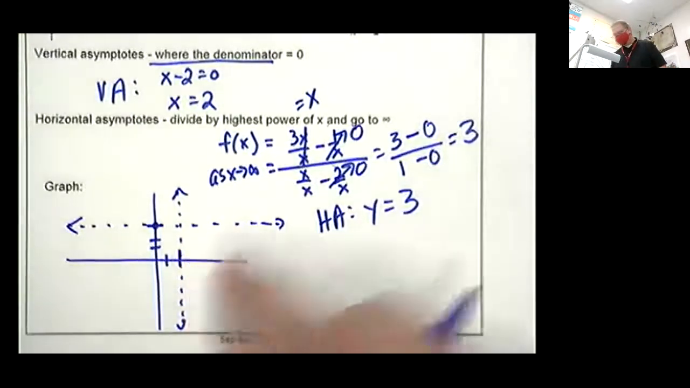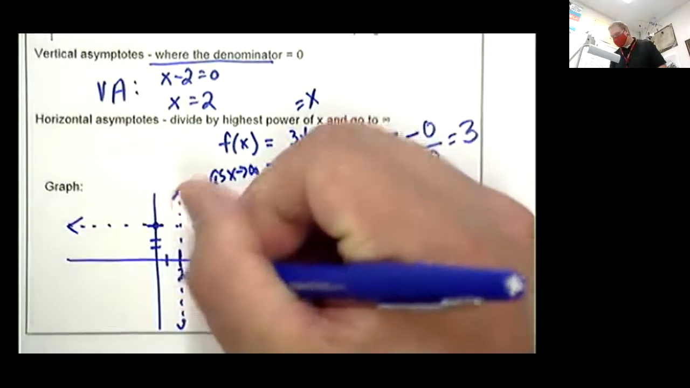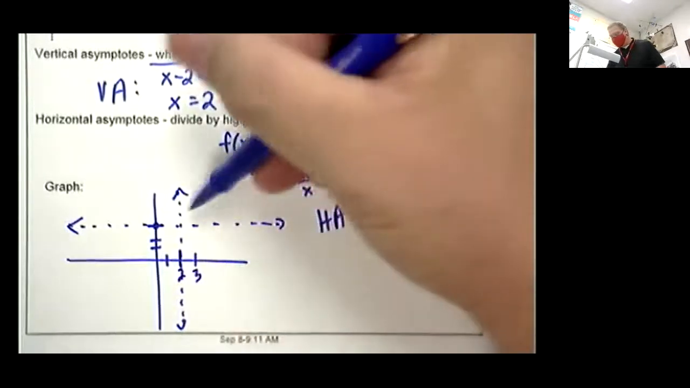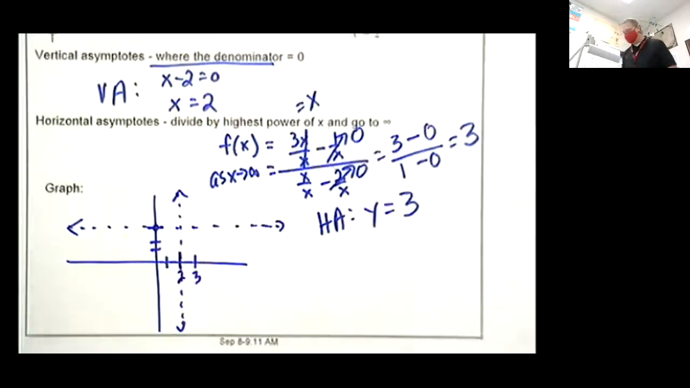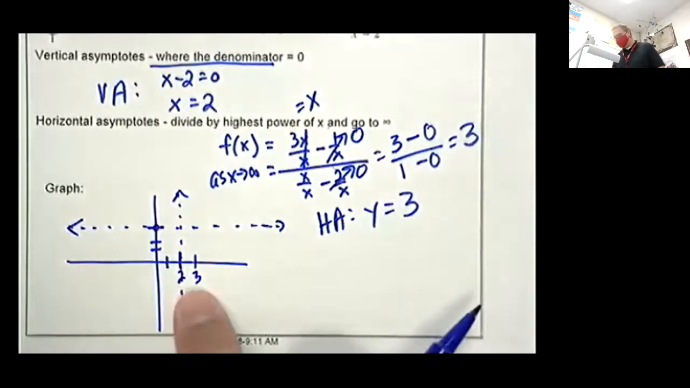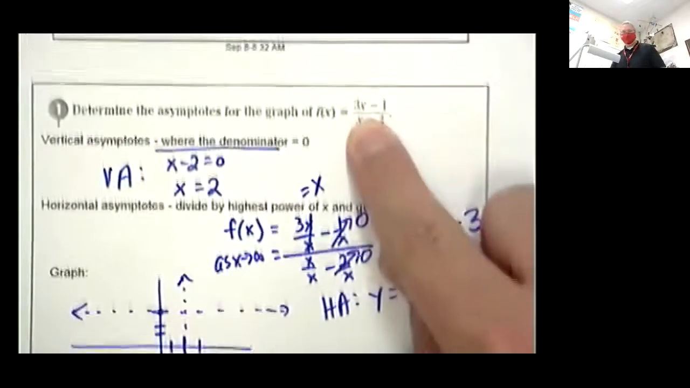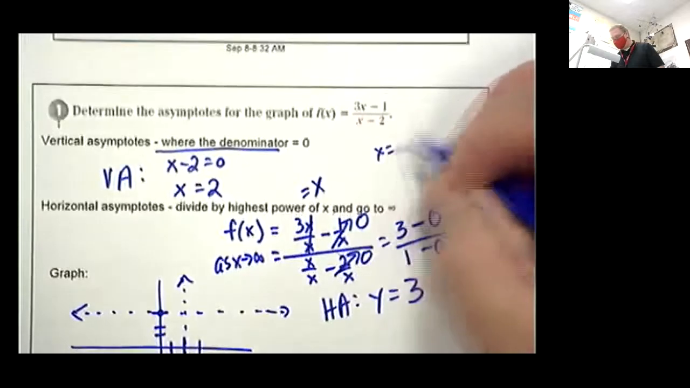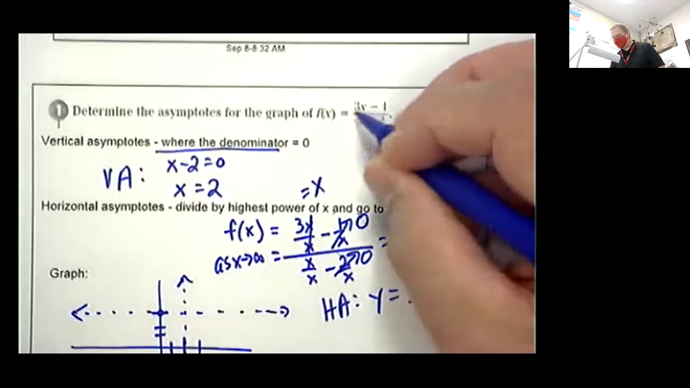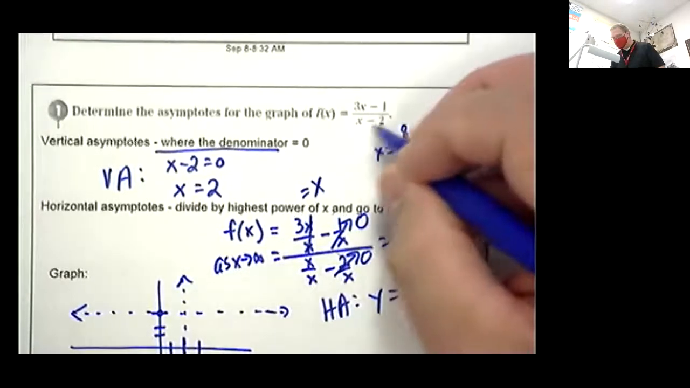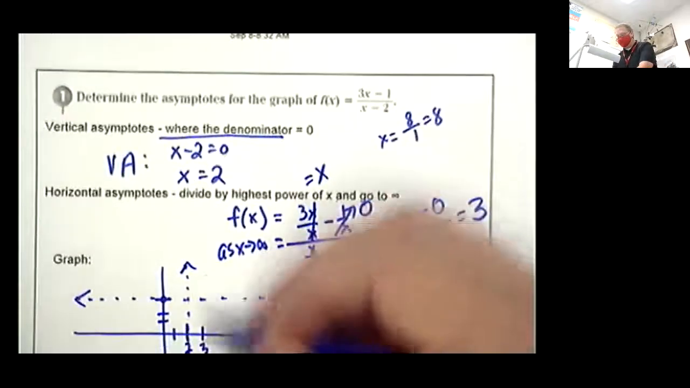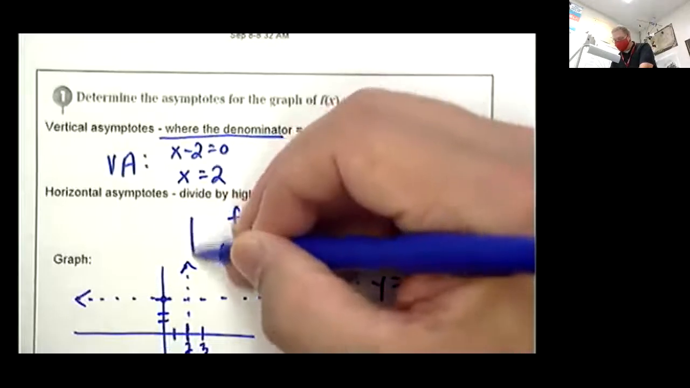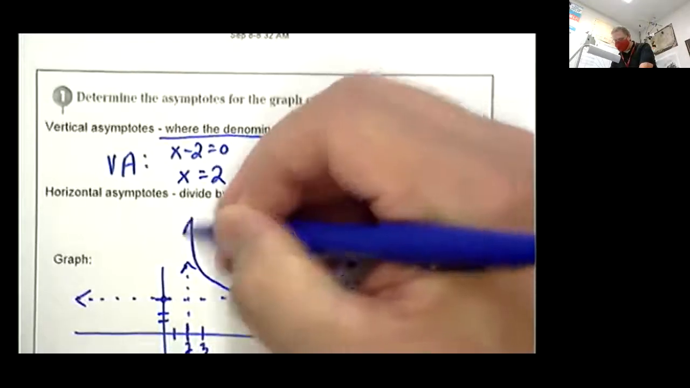So for test points, for example, here's 2. So let's look at 3. Really, we just want to know is the graph above or below this horizontal asymptote. So if we plug 3 into the function for x equals 3, we would get 3 times 3 is 9. 9 minus 1 is 8. 3 minus 2 is 1. So we get a value of 8. That's obviously going to be above. So the graph has to look like this.